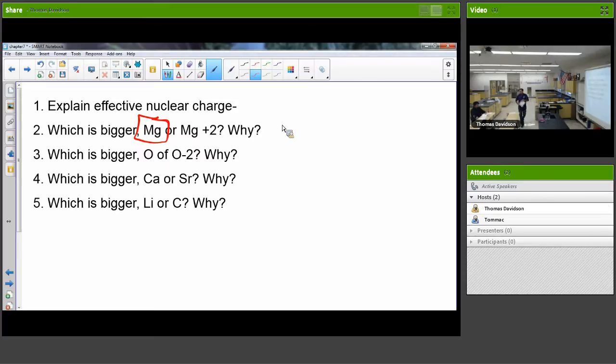Okay. So anytime we have a cation, so a positive ion, the cation is smaller because when it lost the electrons, it emptied out its outer shell, which occupied space. Now we do not occupy that space.